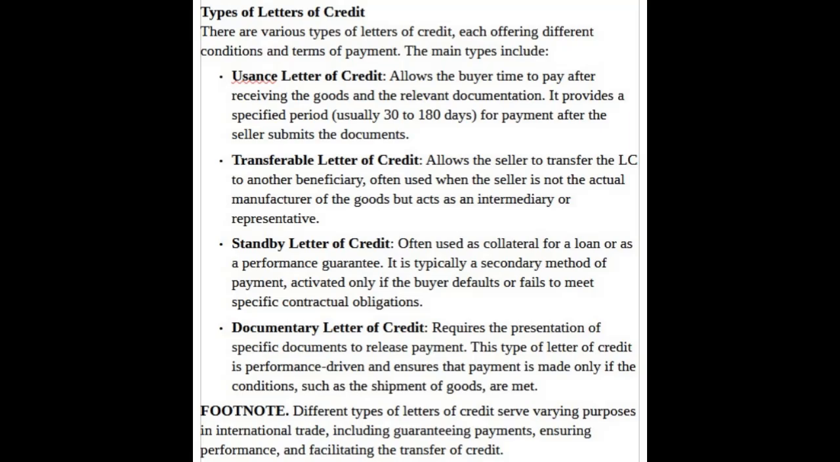Standby letter of credit, often used as collateral for a loan or as a performance guarantee. It is typically a secondary method of payment, activated only if the buyer defaults or fails to meet specific contractual obligations. Documentary letter of credit requires the presentation of specific documents to release payment. This type of letter of credit is performance-driven and ensures that payment is made only if the conditions, such as the shipment of goods, are met. Footnote: different types of letters of credit serve varying purposes in international trade, including guaranteeing payments, ensuring performance, and facilitating the transfer of credit.